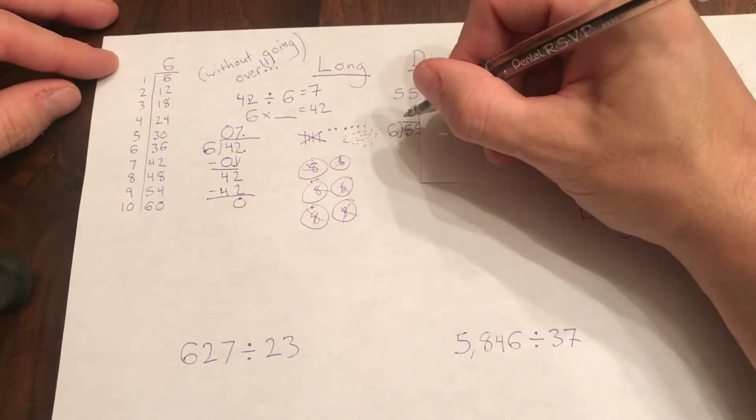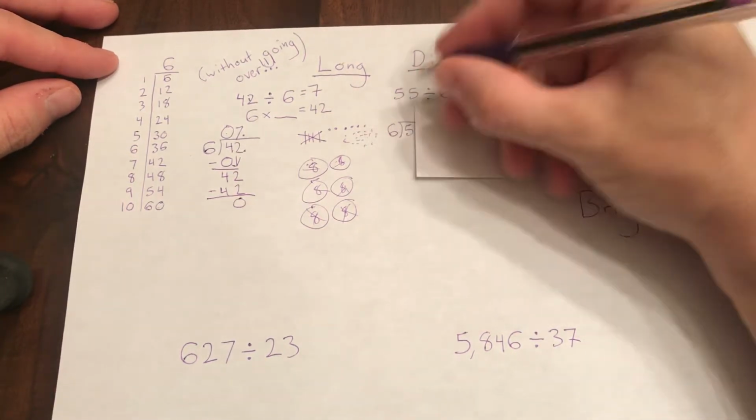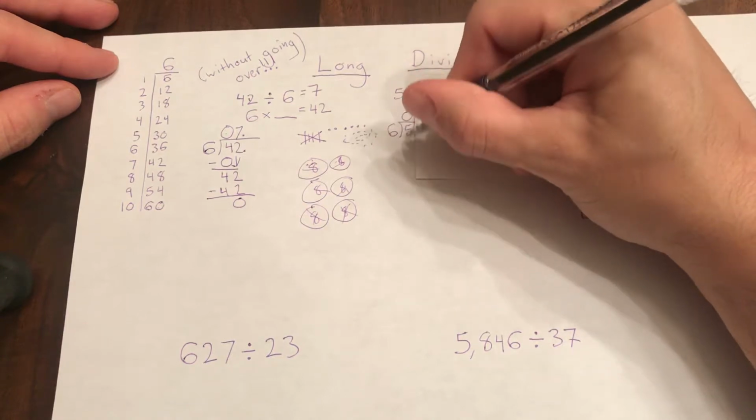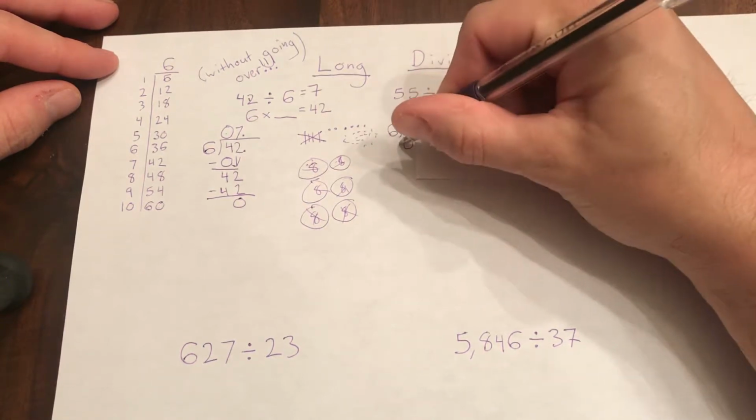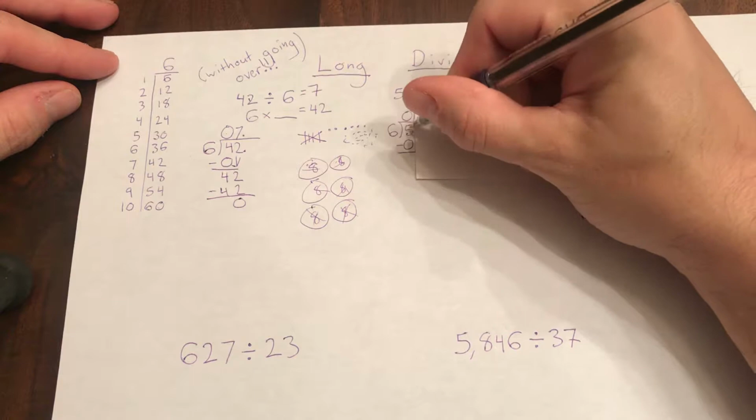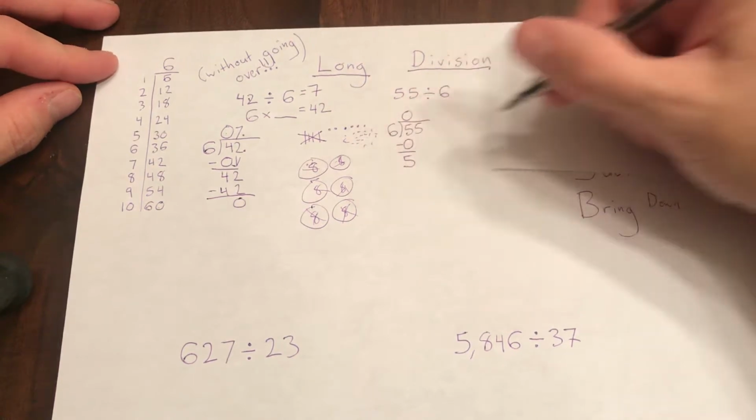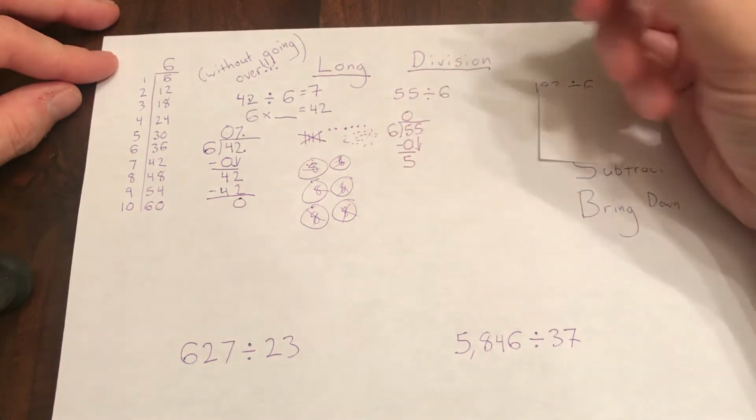So I say, how many times can I split this 5 into 6? I can't. So I put a 0. 6 times 0 is 0. Now I'll subtract. 5 minus 0 is 5. And then my next step is to bring down.